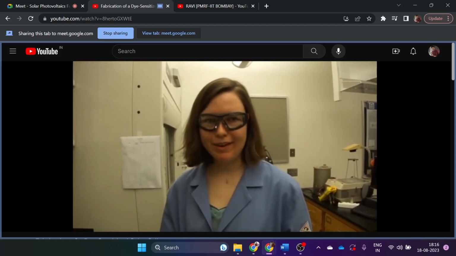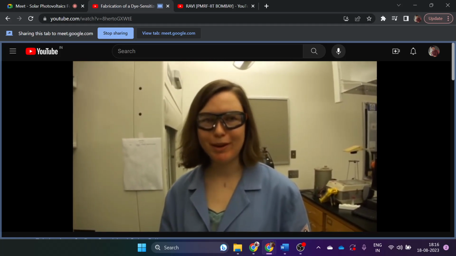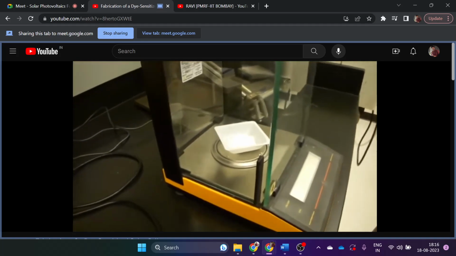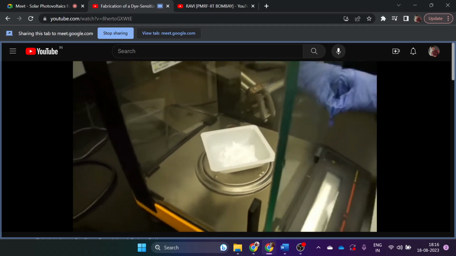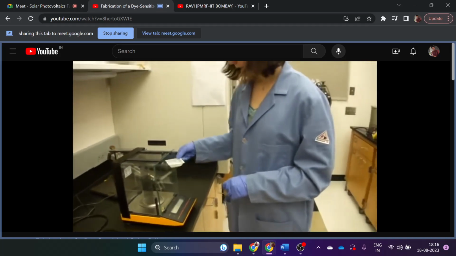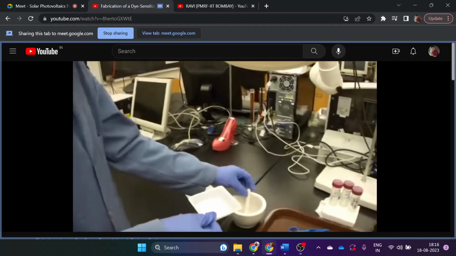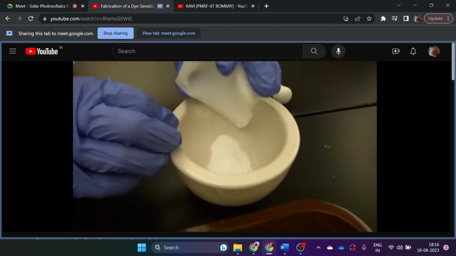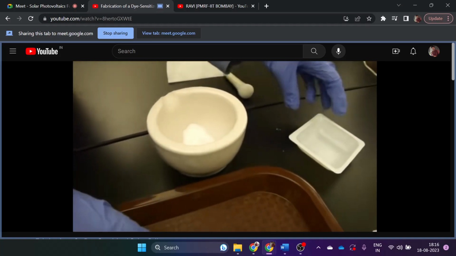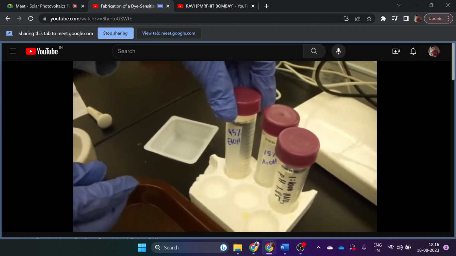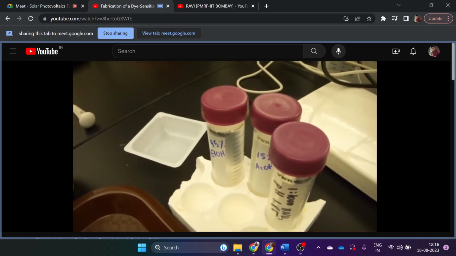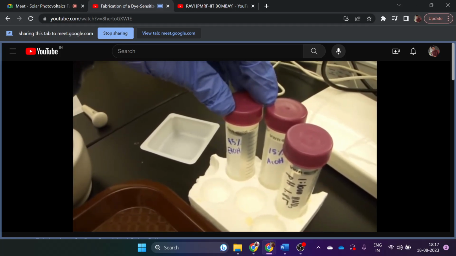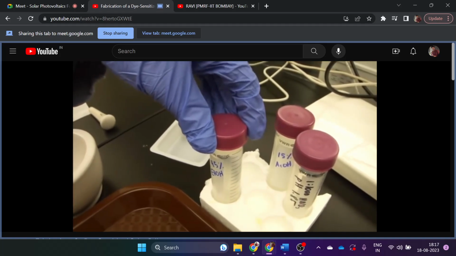Our next step is to make the titanium dioxide paste that will form the semiconductor for our solar cell. So here I've weighed out 1 gram of TiO2 powder. So now I'm going to take this and put it in a mortar and pestle. Now I'm going to add approximately 2 milliliters of ethanol. In this step, you can use ethanol, you can use propanol, you can use dilute nitric acid, but for this solar cell, we're going to use ethanol.